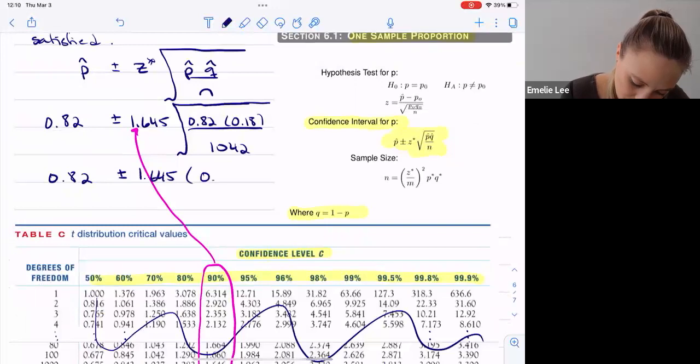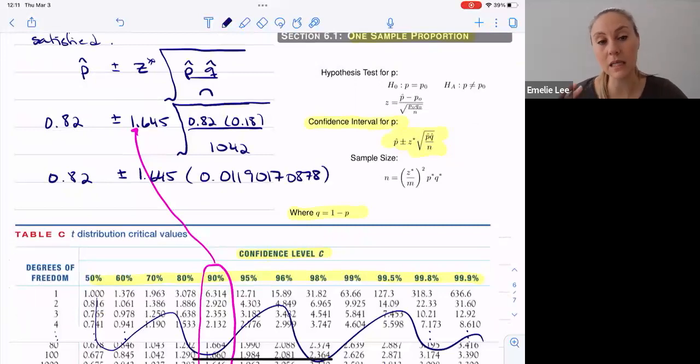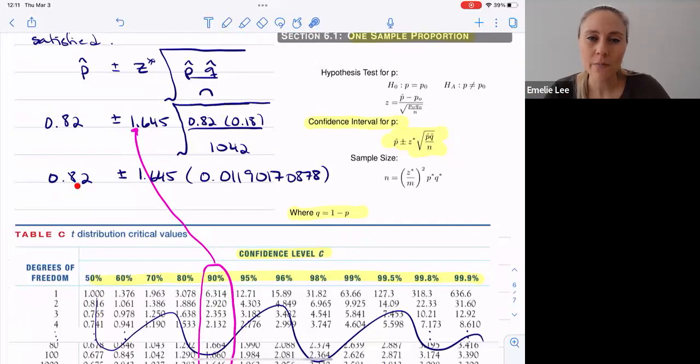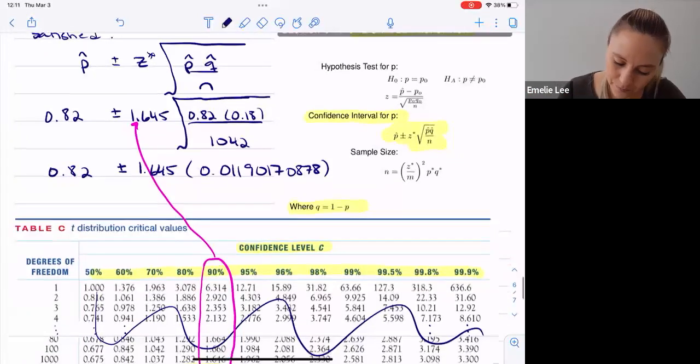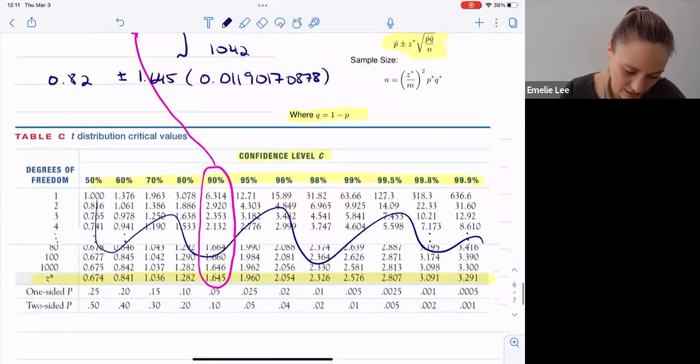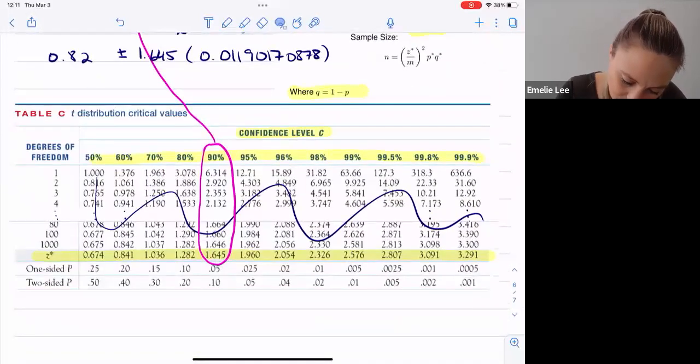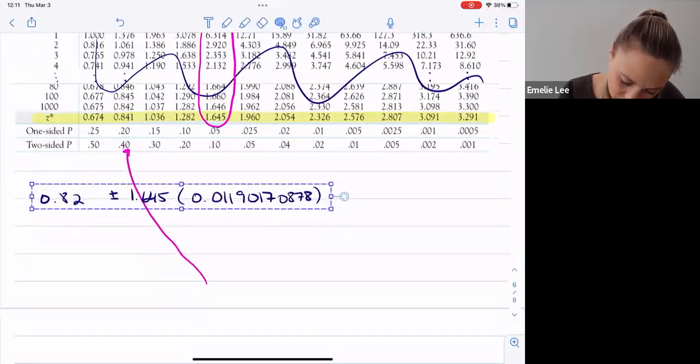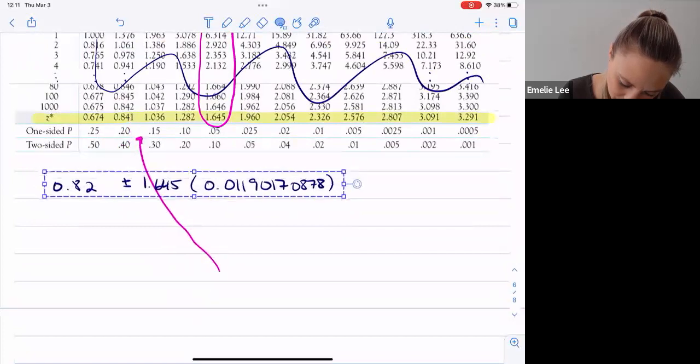1.645 times 0.011901708878. Now, I'm going to keep all those decimal places because I always want to keep all my decimal places. Remember, proportions are always between 0 and 1. So you don't want to round too soon because then you're going to lose out on a lot of accuracy, right? And so here, 0.82, and I guess copy. I'm going to put it here.